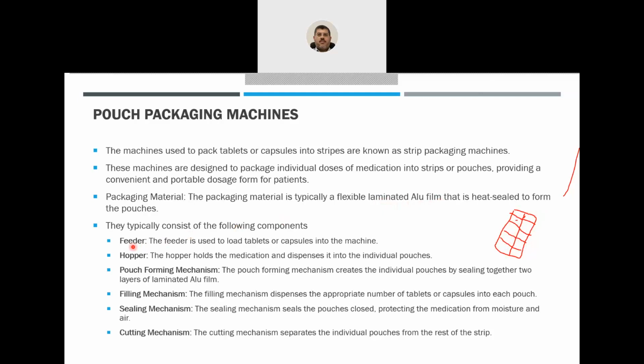Okay. So this machine is usually composed of feeder, hopper, pouch forming mechanism, filling mechanism, sealing mechanism, and cutting mechanism. Feeder, where the tablets will be fed into the line. Hopper, this holds the medication and dispenses it into individual pouches. There will be a pouch forming mechanism, which creates individual pouches by sealing together the two layers of laminated alu film. They seal the upper and lower layer. This seal will create the borders between the pouches.